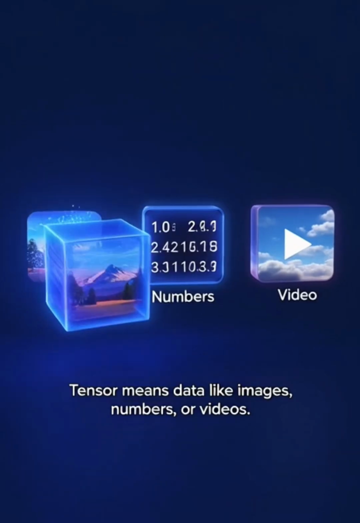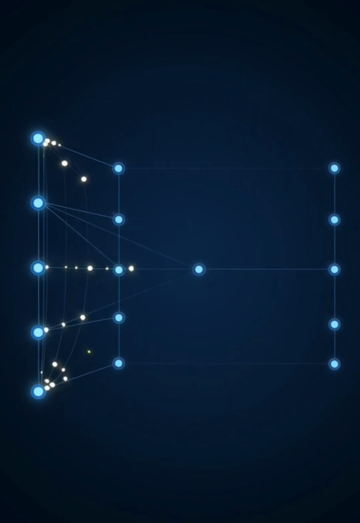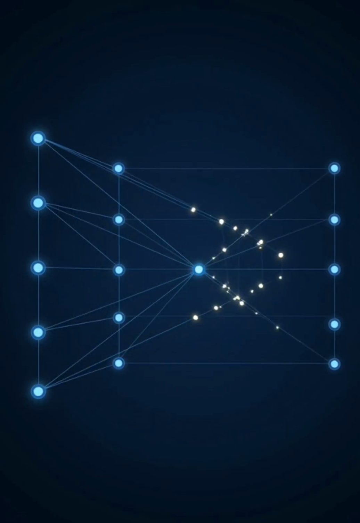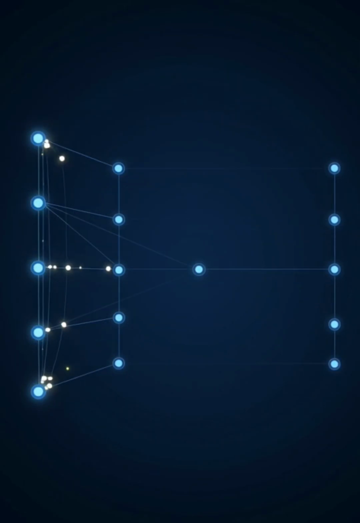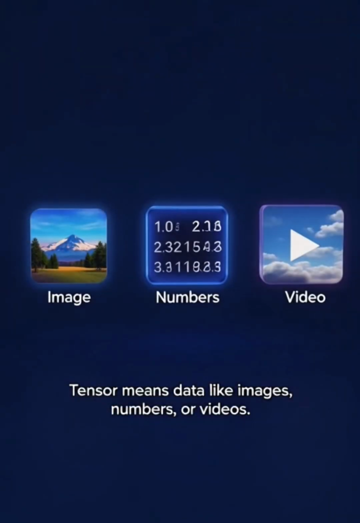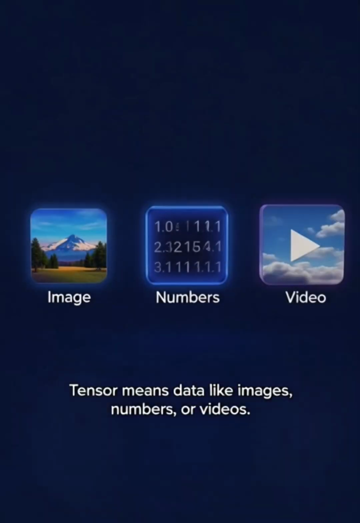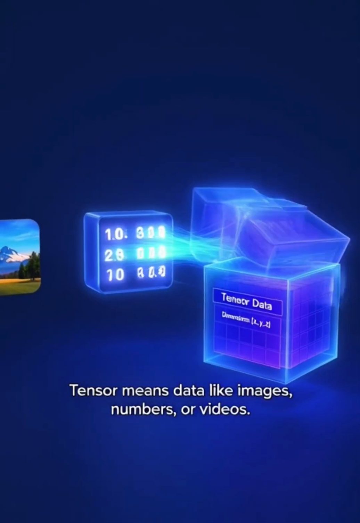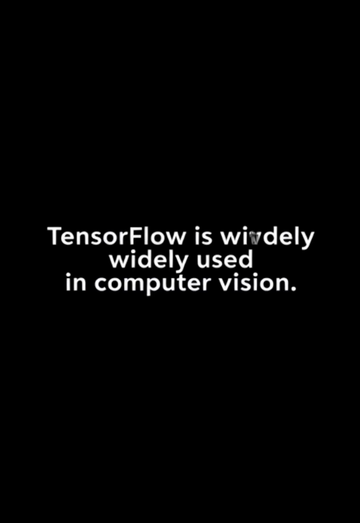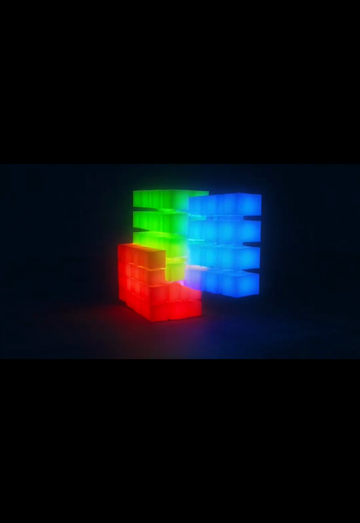First, let's break down the name TensorFlow clearly. Tensor: this means a multi-dimensional array, like a number, vector, matrix, or higher-dimensional data. In simple terms, a 0D tensor equals a single number, a scalar; a 1D tensor equals a list or vector; a 2D tensor equals a table or matrix; a 3D tensor equals a stack of matrices, very common for images, height times width times color channels. Images in computer vision are represented as tensors. For example, a color photo is usually a 3D tensor, 256 by 256 by 3 for RGB.